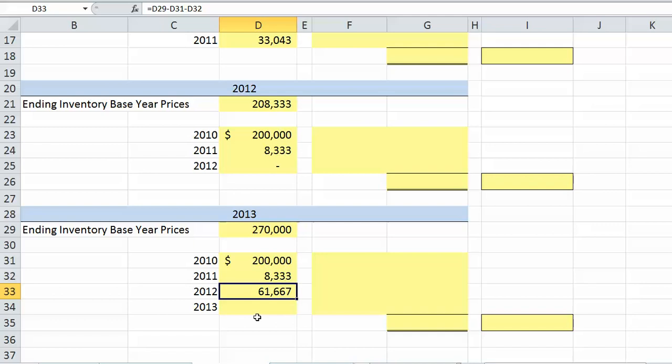We need $61,000 in inventory. How much is available? 0. We take the lesser of the two, which finally leaves us in 2013. How much do we need? We need the 270 minus any layers that we have already taken. So notice we're always making a comparison and selecting the lesser of the amount of inventory that's available compared to how much we need.